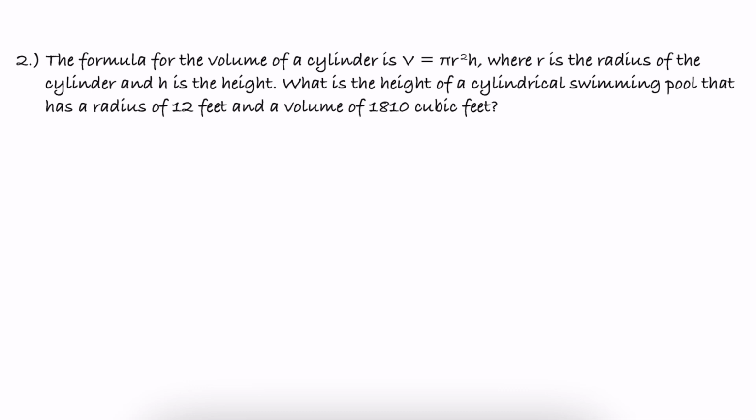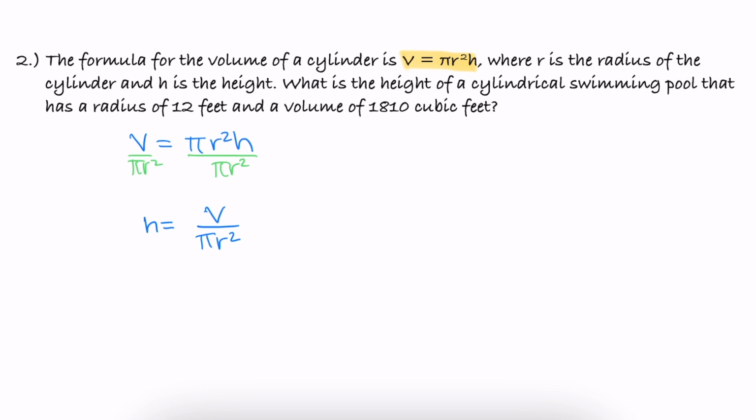What I want to do is isolate the h, so get h by itself. That means that I'm going to rewrite the formula here so it'll be easier for us to see. I want to get this h by itself, so that means I'm going to have to divide both sides by pi r squared. So h then is equal to the volume over pi times radius squared.